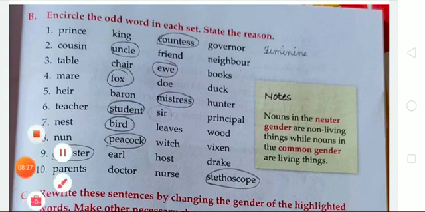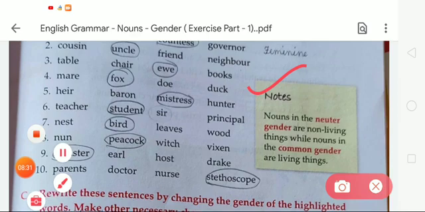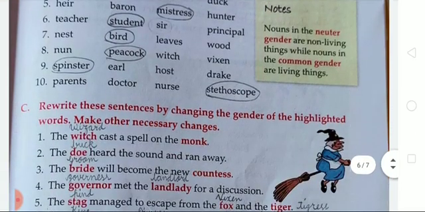Now there is a very important note for you: nouns in the neuter gender are non-living things, while nouns in the common gender are living things. It is very important that you remember that in the neuter gender the nouns are non-living things, while nouns in the common gender are living things. Okay students, now we are moving to the next exercise.